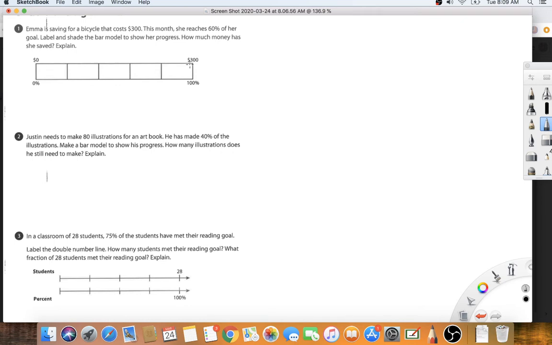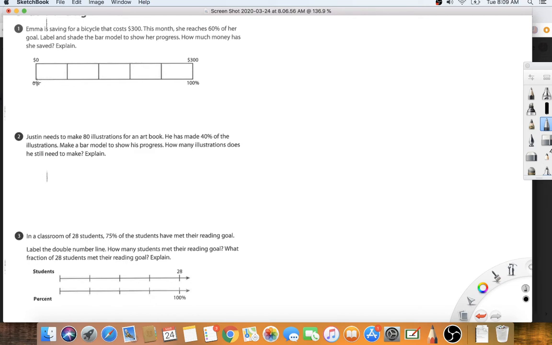This month, she reaches 60% of her goal. If this is 100%, 60% has to be like this, halfway, maybe a little bit more, so most likely here. Label and shade the bar model to show her progress. How much money has she saved?